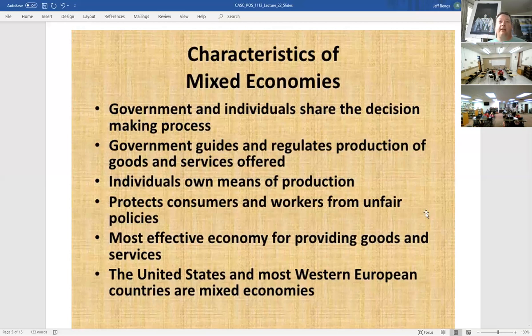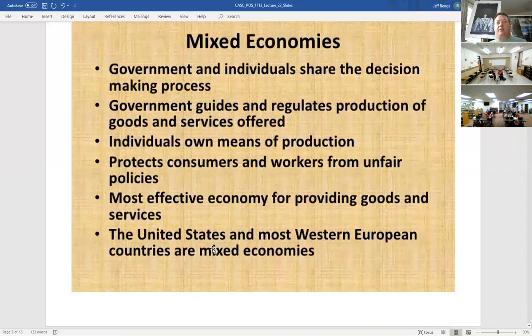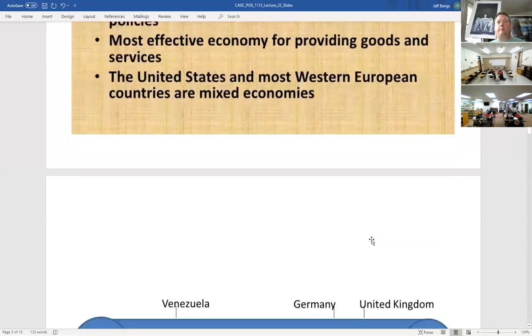The government, in giving guidance and regulation, they are there to protect consumers and workers from the business owners taking advantage of them. A mixed economy is one of the most effective ways for providing goods and services. The United States and most Western European countries are mixed economies.